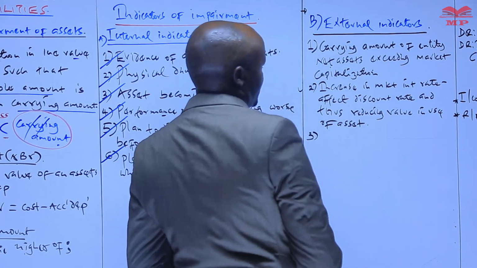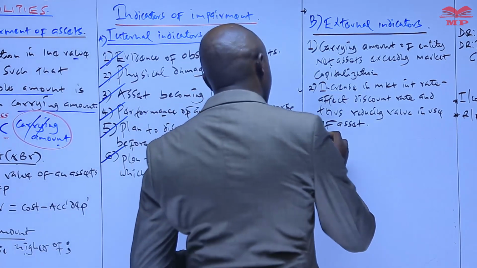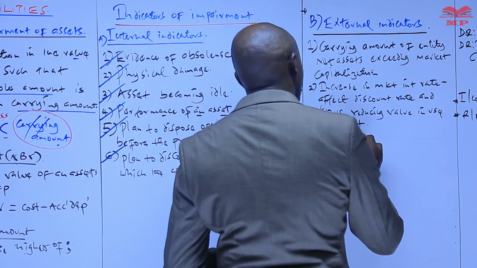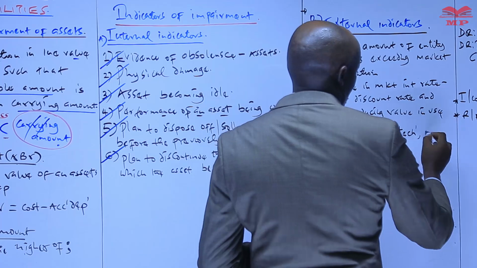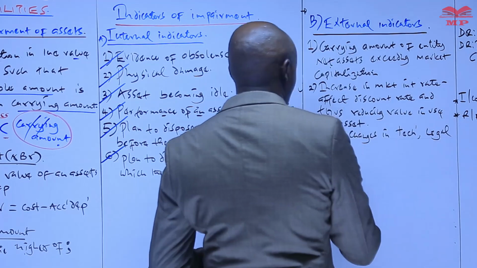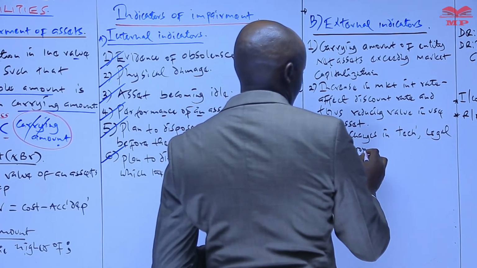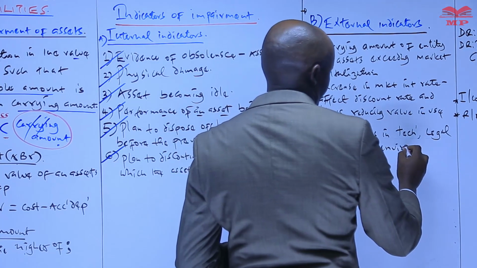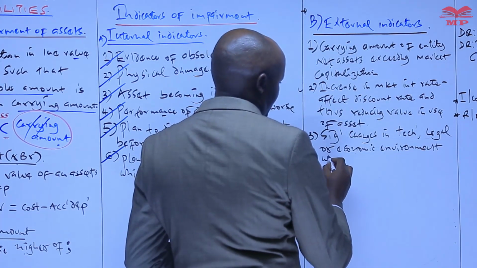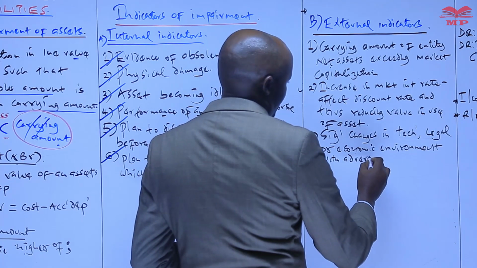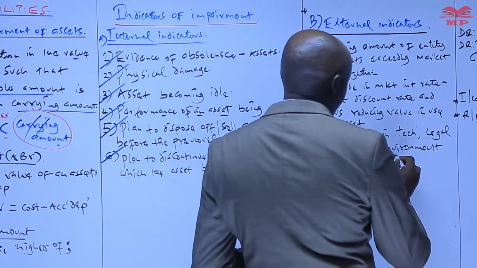The other external factor which could show that the asset is impaired is significant changes in the technological, legal, or economic environment with an adverse effect. Basically, when we talk about adverse here, we are talking of unfavorable effect on the entity.